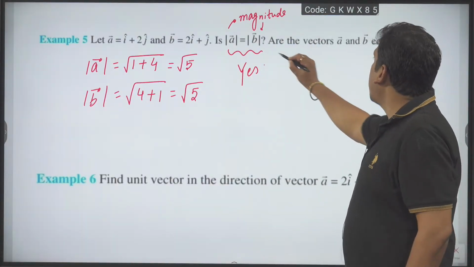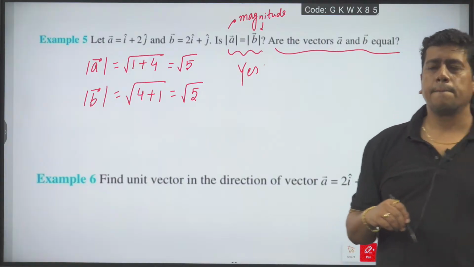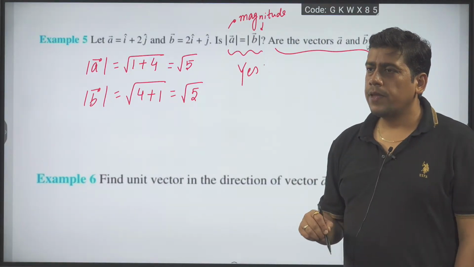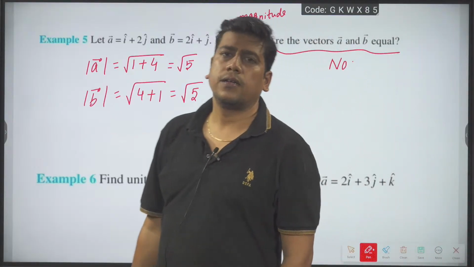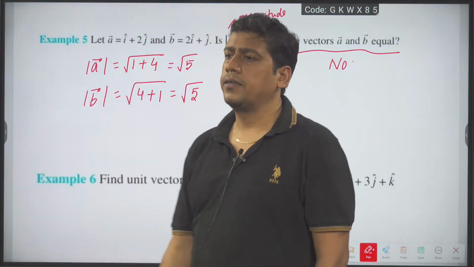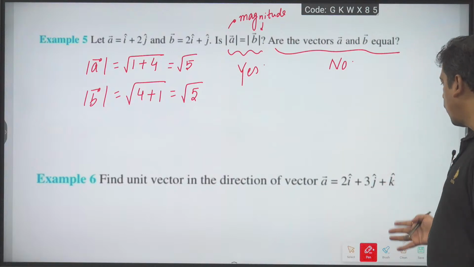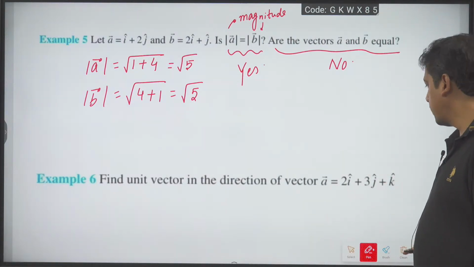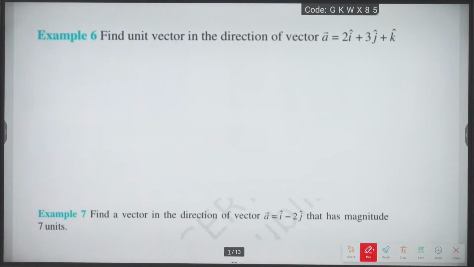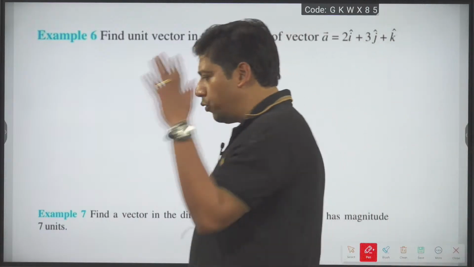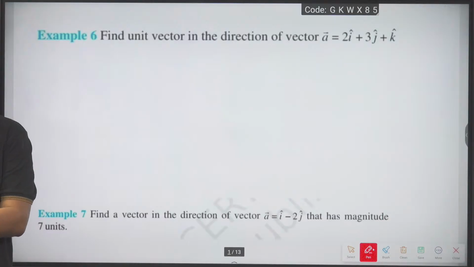But this part, are the vectors equal? Come on. No, vectors are not equal because the directions are different. Simple question, a kind of revision question. We have already done this in the last class and today's class also. Just revision, whatever we have studied, we remember it.